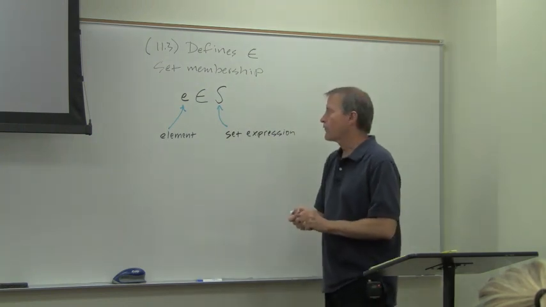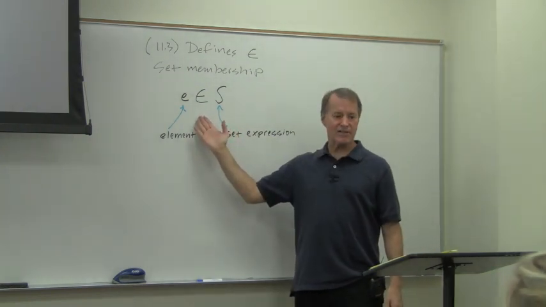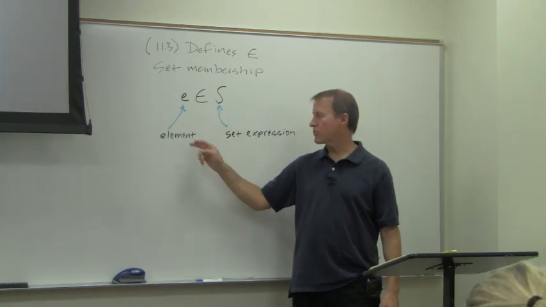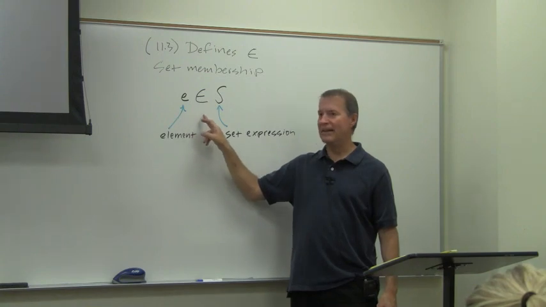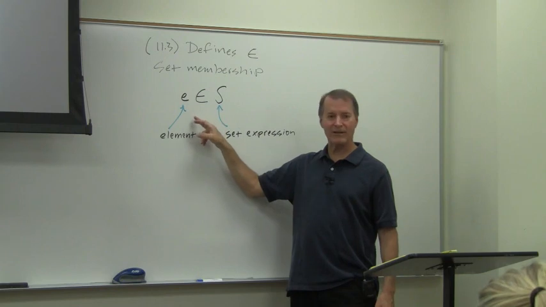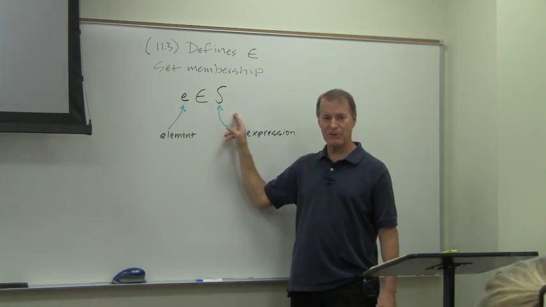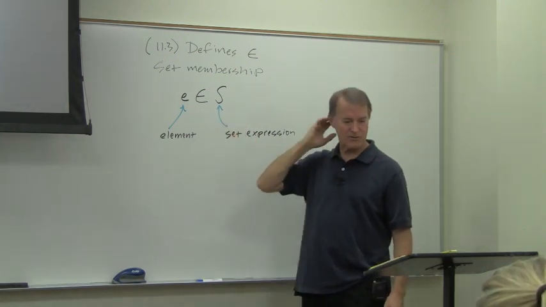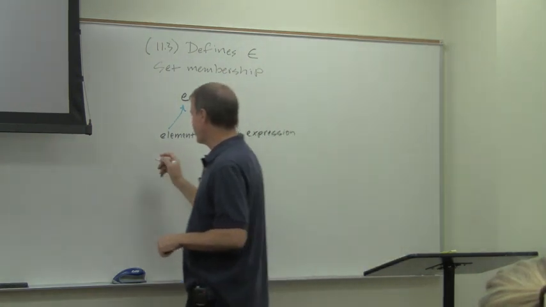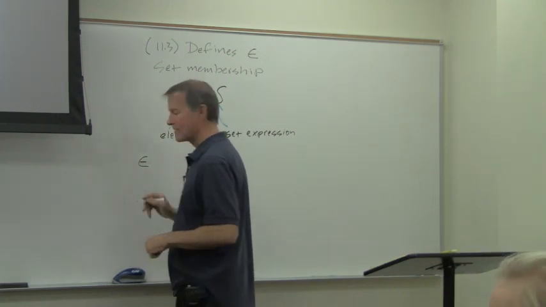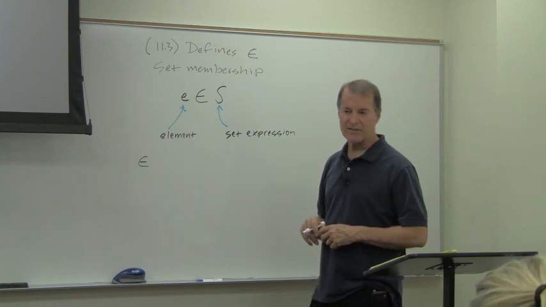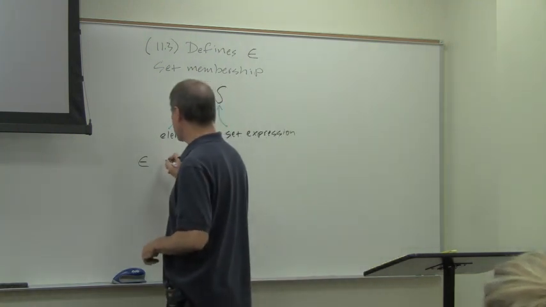All right? And furthermore, this set membership expression is Boolean. In other words, either E is an element of the set S, or E is an element of S is false. Are you with me? So this is either true or false, okay? Now here's something interesting about this element of. This element of is one of the few functions that does not have the same type for both its arguments.